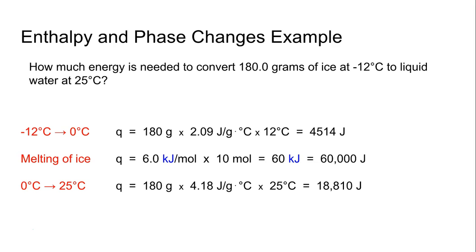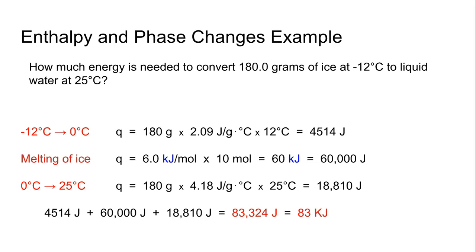If we take all three of these heat values and add them together, it should give us the total amount of joules necessary to raise ice from negative 12 degrees Celsius to 25 degrees Celsius of water. We add those together, we end up getting 83,324 joules, which is equivalent to around 83 kilojoules of heat necessary.